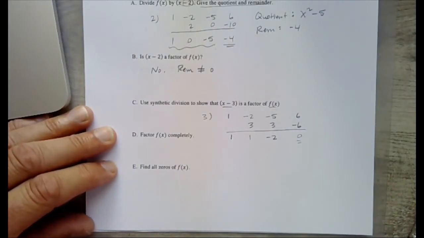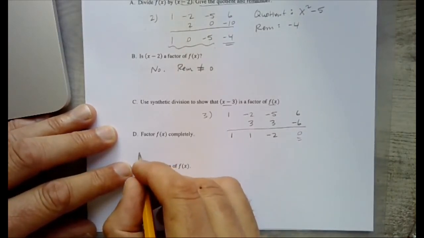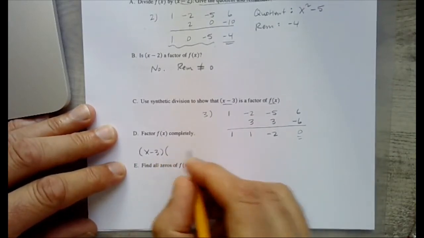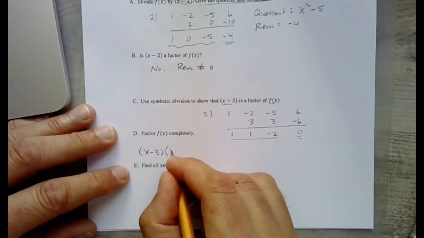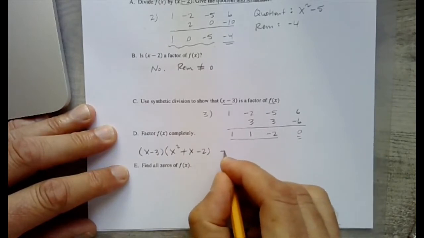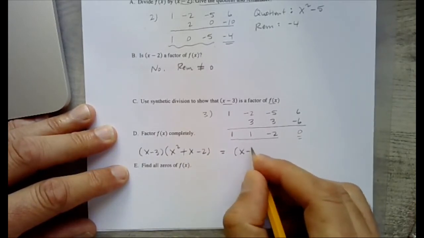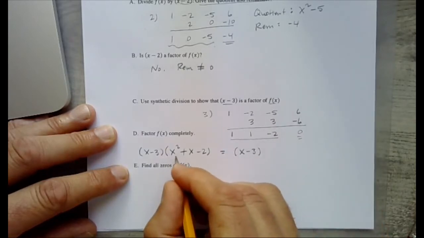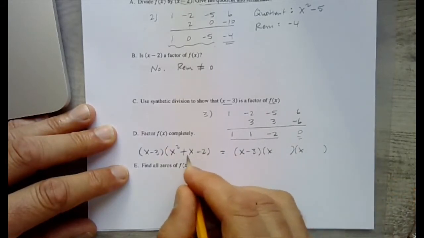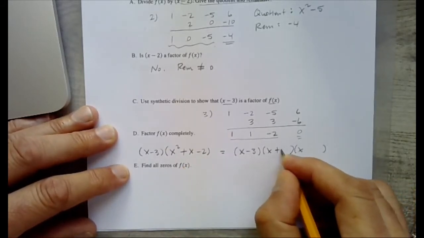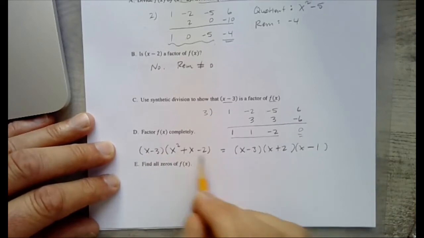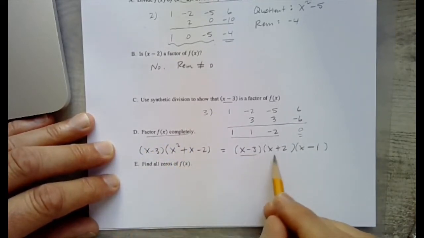All right, and then it says to factor this completely. So to factor it completely, I know that x minus 3 is one factor, and the other factor is going to come from these coefficients, and this will be a quadratic, x squared plus x minus 2. And then if I factor this further, I'm going to get x minus 3, and then the factors of this are going to be x and x. The factors of -2 that add up to +1 would be +2 and -1. Okay, and then make sure that we answer the question that was asked. This one says to factor completely. These are the 3 factors.